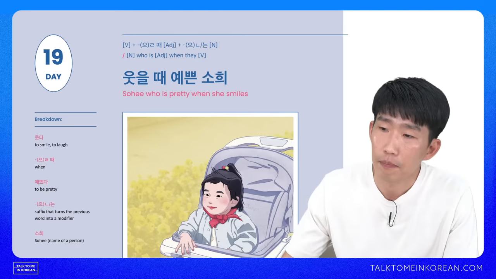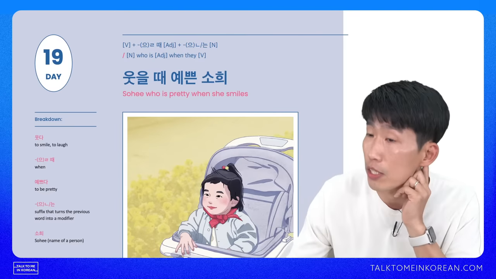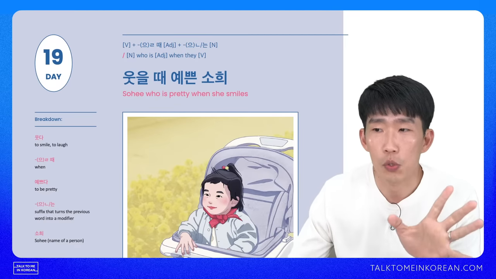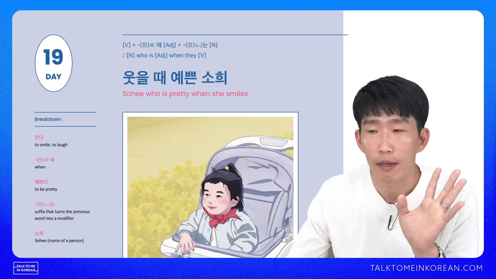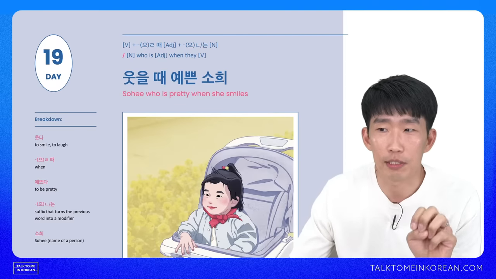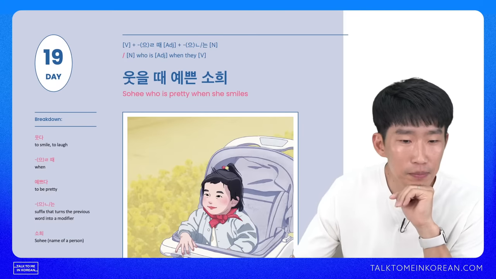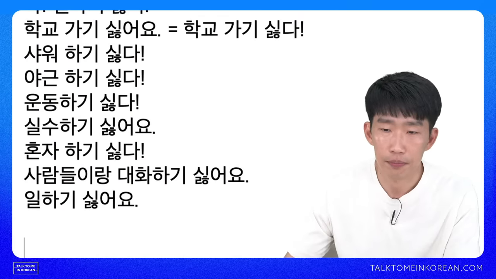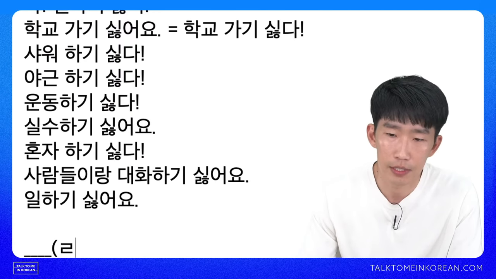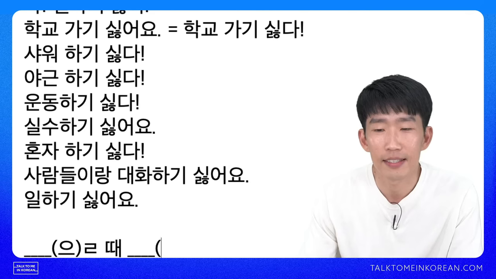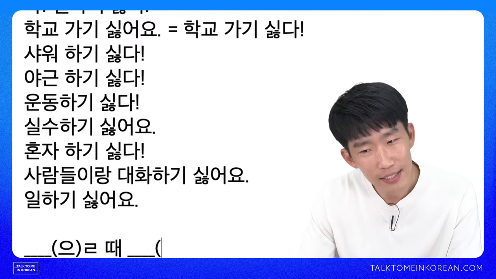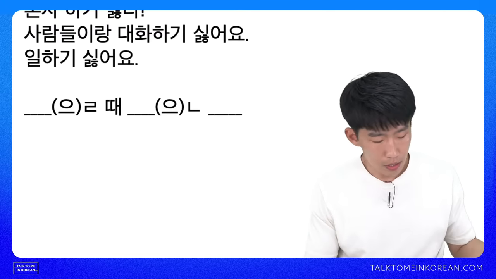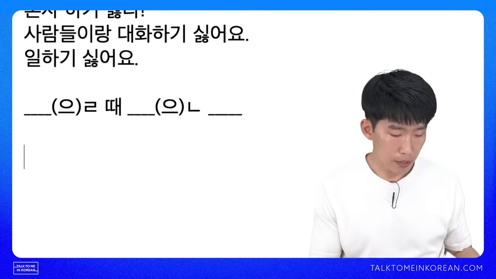The pattern or the structure is 웃을 때 예쁜 소희. So, so-and-so 할 때, so-and-so 한, so-and-so. So verb 을 때, adjective 은, noun.